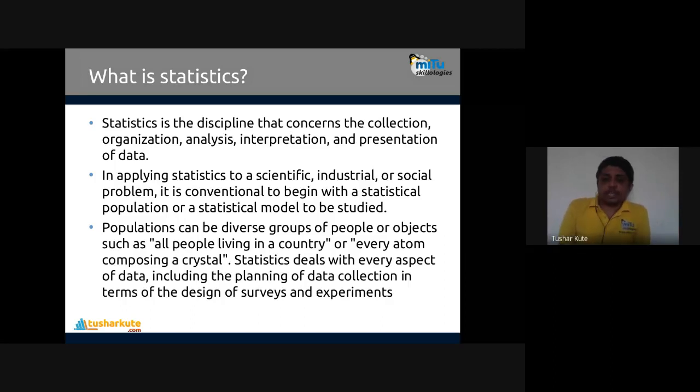So in applying statistics to scientific, industrial, or social problems, it is conventional to begin with a statistical model to be studied. So actually, this is what the pre-requirements are. When we have to do the study, we have to study the data modeling before actually performing, where everywhere data is present. Maybe you are having scientific problems, some industrial problems, or some social problems. So we need to understand what sort of data is present and which kind of statistical method is applied.